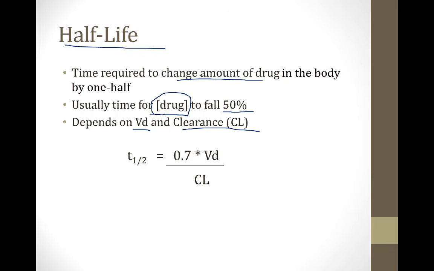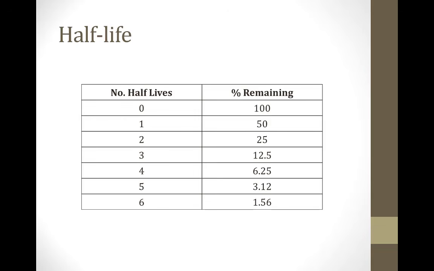So the equation for half-life is that the half-life is equal to 0.7 times the volume of distribution divided by the clearance. So let's talk about what's going on inside the body after each half-life. Let's imagine that at time 0, we have 100% of the drug inside the body. Well, once one half-life goes by, the amount in the body will have fallen by 50%. So now we have 50% remaining in the body. After 2 half-lives, we're down to 25%.